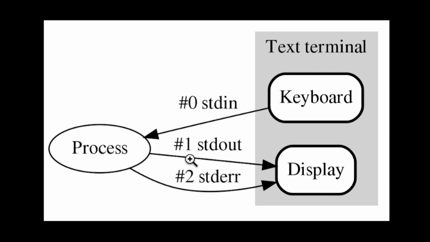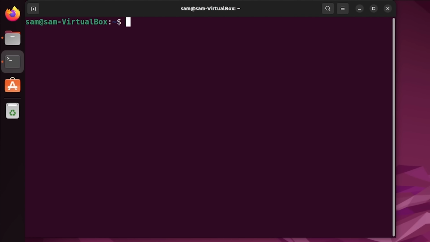However, we can change where this stream points to. So if this points to a file, instead of writing it to the display, it'll save it in a file. So I/O redirection allows us to change where the output goes and where the input comes from. But by default, the output goes to the screen and input comes from the keyboard. Let's first start by redirecting standard output.